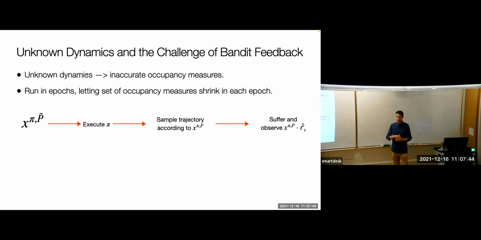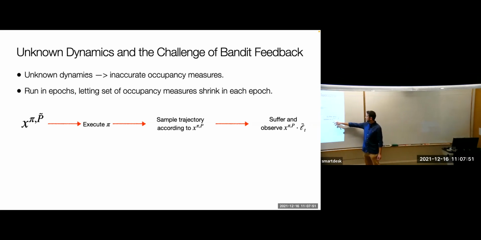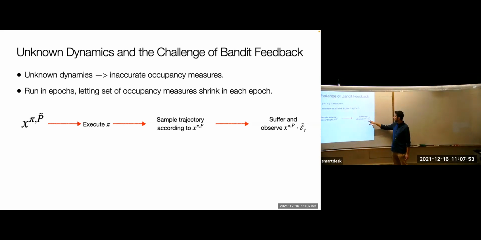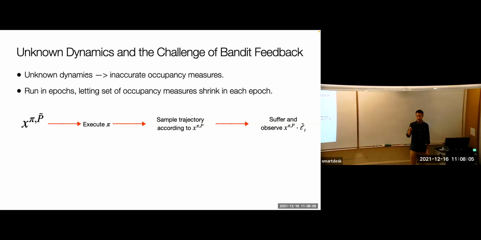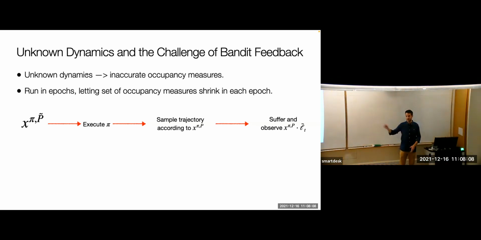Then I can observe the trajectory that the policy generated, and the loss that I suffered is an inner product of the loss with the occupancy measure of the same policy, but with the true dynamics of the model. So it should be L, not L tilde. So I choose some prediction, some vector, and then I play some other vector. How do I account for that?